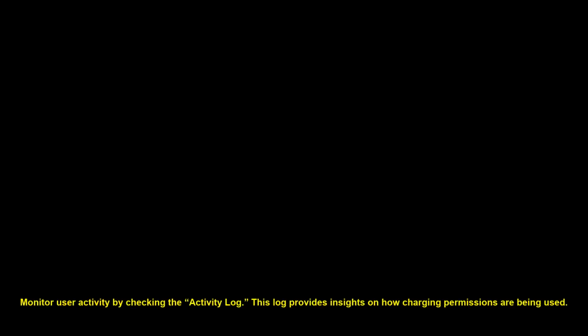Monitor user activity by checking the activity log. This log provides insights on how charging permissions are being used. Regularly review user permissions to maintain security. Ensure that you have an up-to-date list of users with active permissions. By following these steps, you can efficiently manage charging access permissions within ChargePoint.